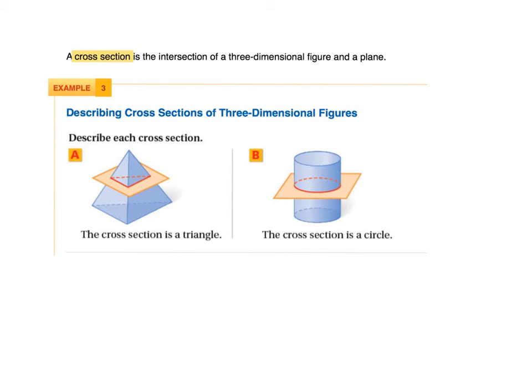A cross-section is defined as the intersection of a 3D figure and a plane. I like to think of it as if you were to take a knife and cut through the 3D figure, the shape that you would see when you separate the 2 pieces, the shape that you would see there is the cross-section.